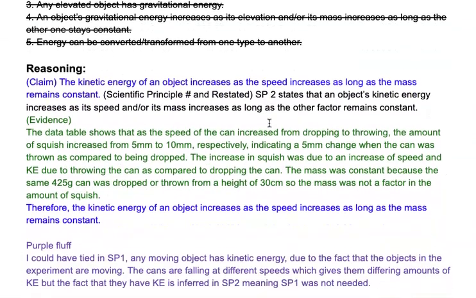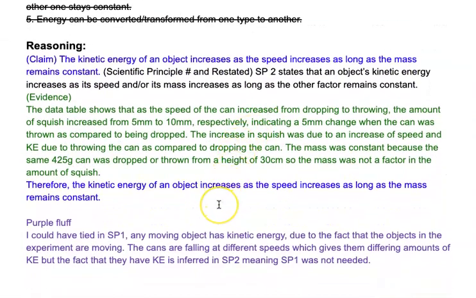So I've proofread it. I've got my therefore statement, which is again, just literally the word therefore, comma, and a rehashing of my claim. So I have, therefore, the kinetic energy of an object increases as the speed increases, as long as the mass remains constant.